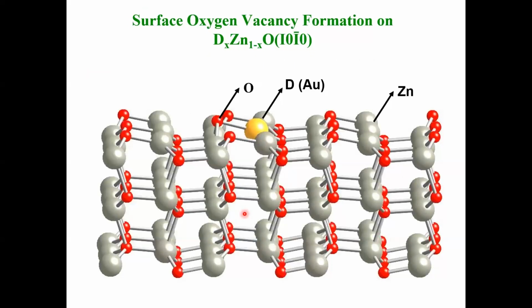So for example, what are we seeing here? I'm looking at the host oxide, which is zinc oxide. Typically these red spheres indicate oxygen atoms, whereas these gray spheres indicate the zinc atoms of the host catalyst. And then what I'm trying to do is replace zinc, and in this case the dopant is a gold atom.